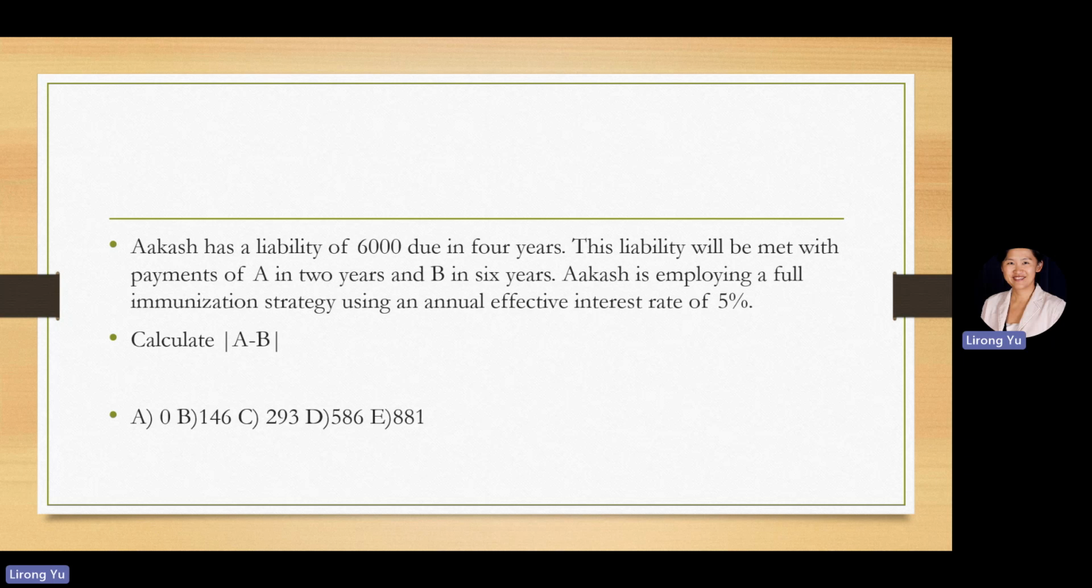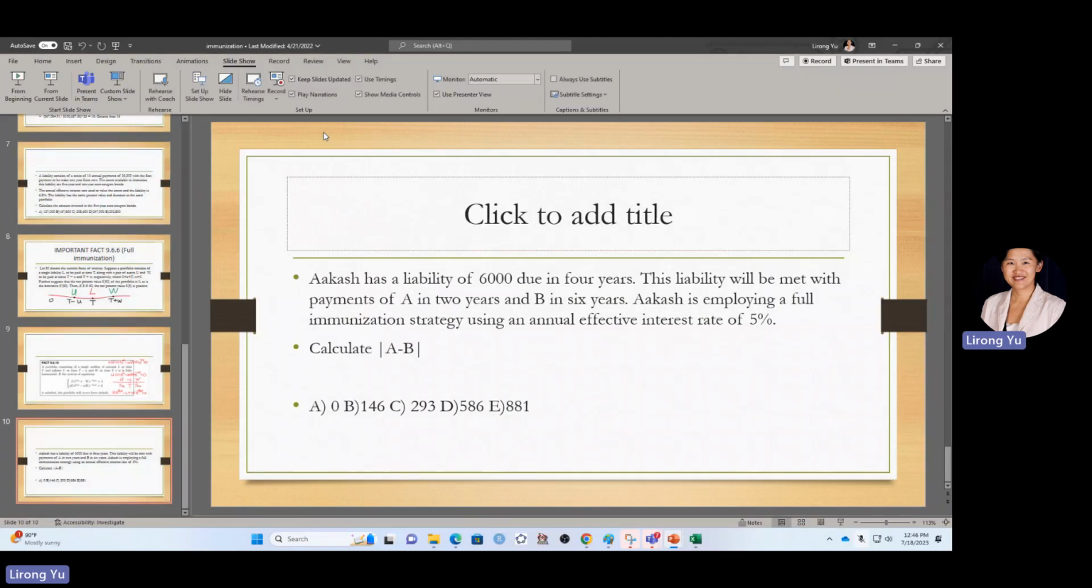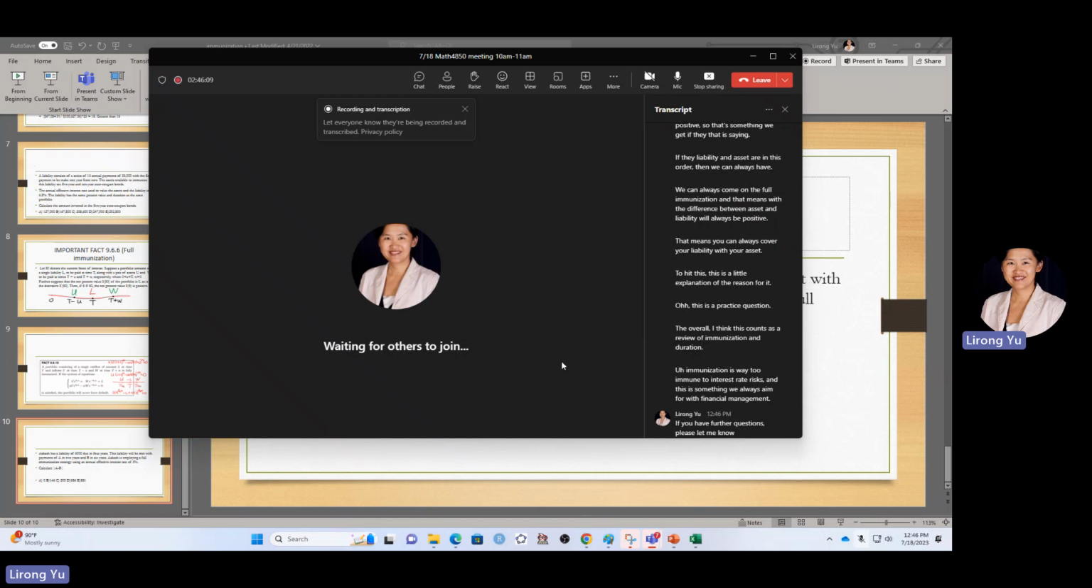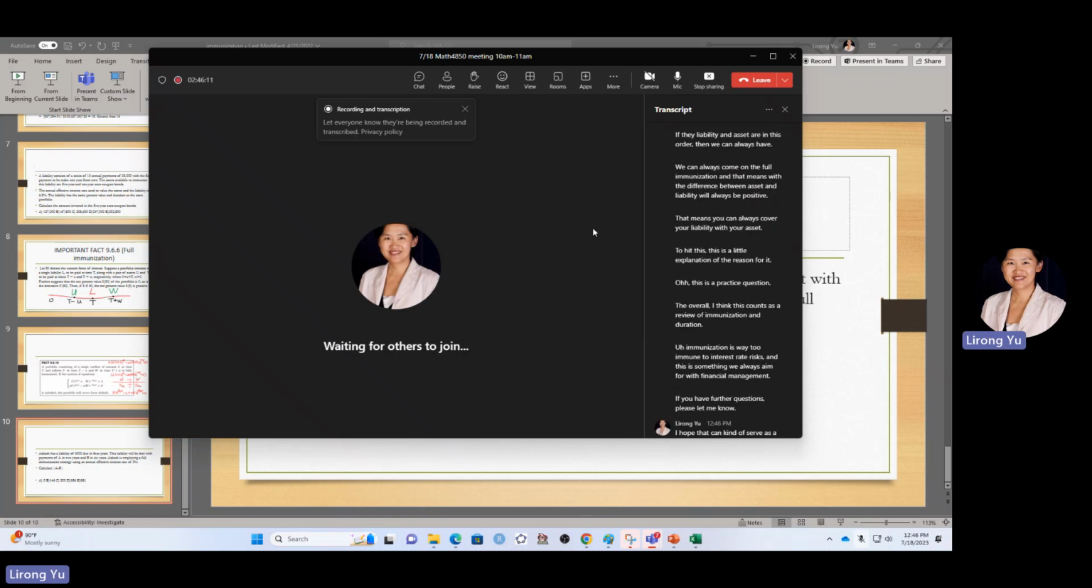This is a practice question. Overall, I think this counts as a review of immunization and duration. Immunization is a way to immunize against interest rate risks. And this is something we always aim for with financial management. If you have further questions, please let me know. I hope that can serve as a review for chapter 9.